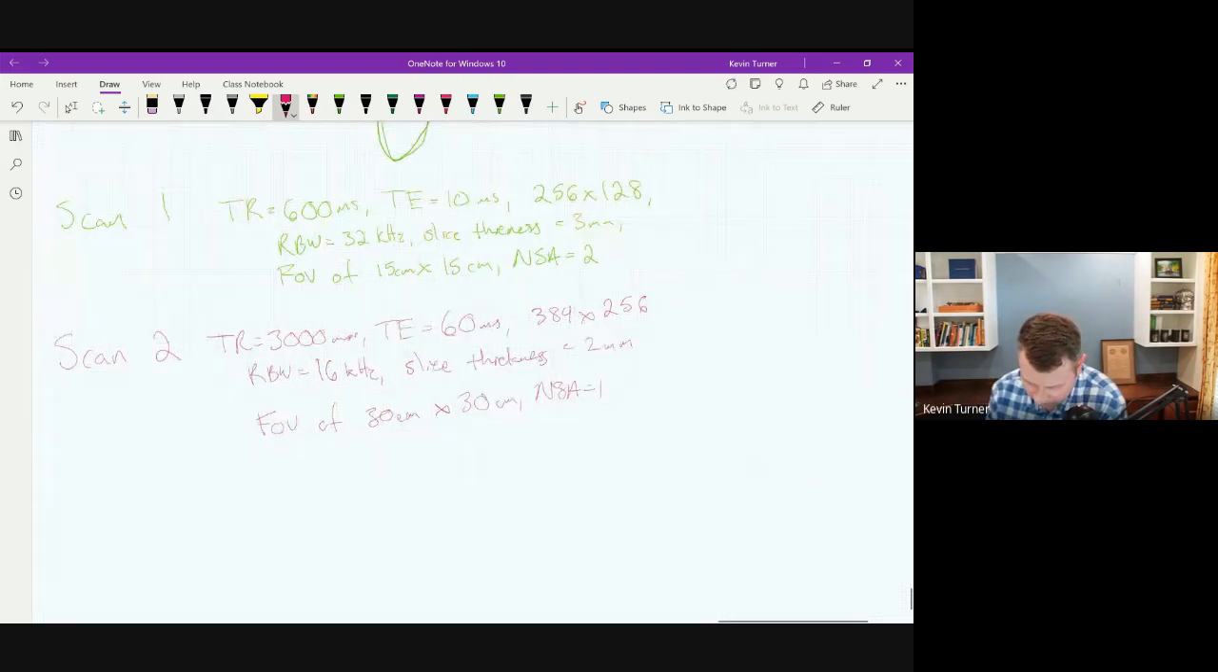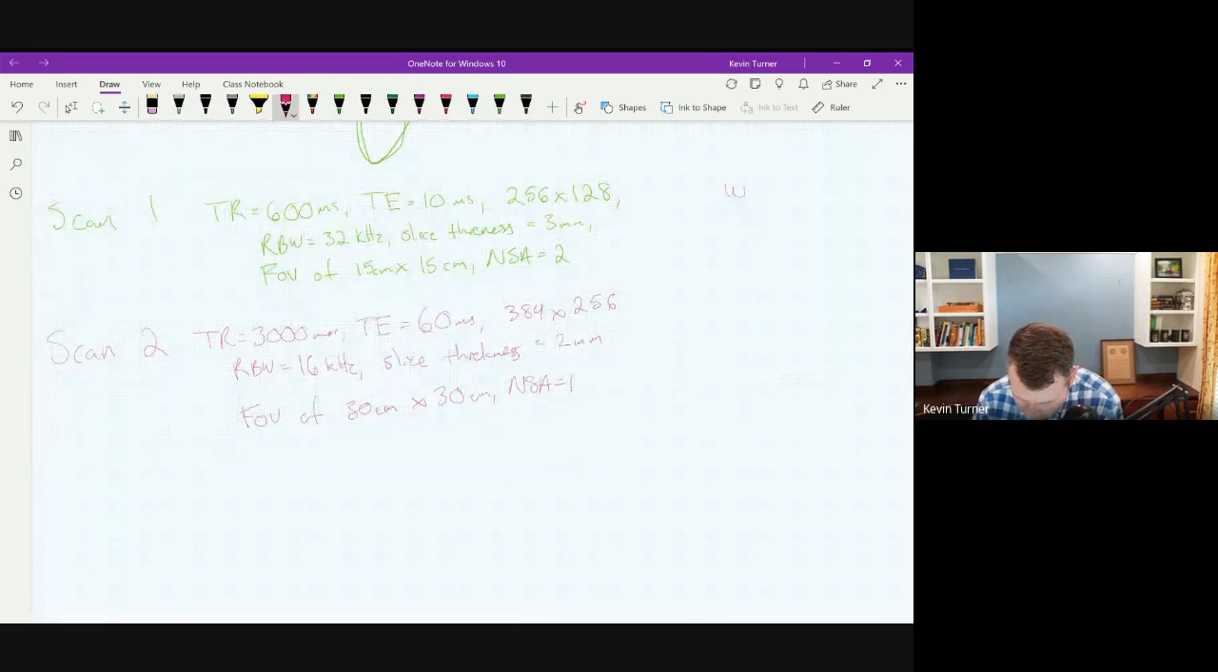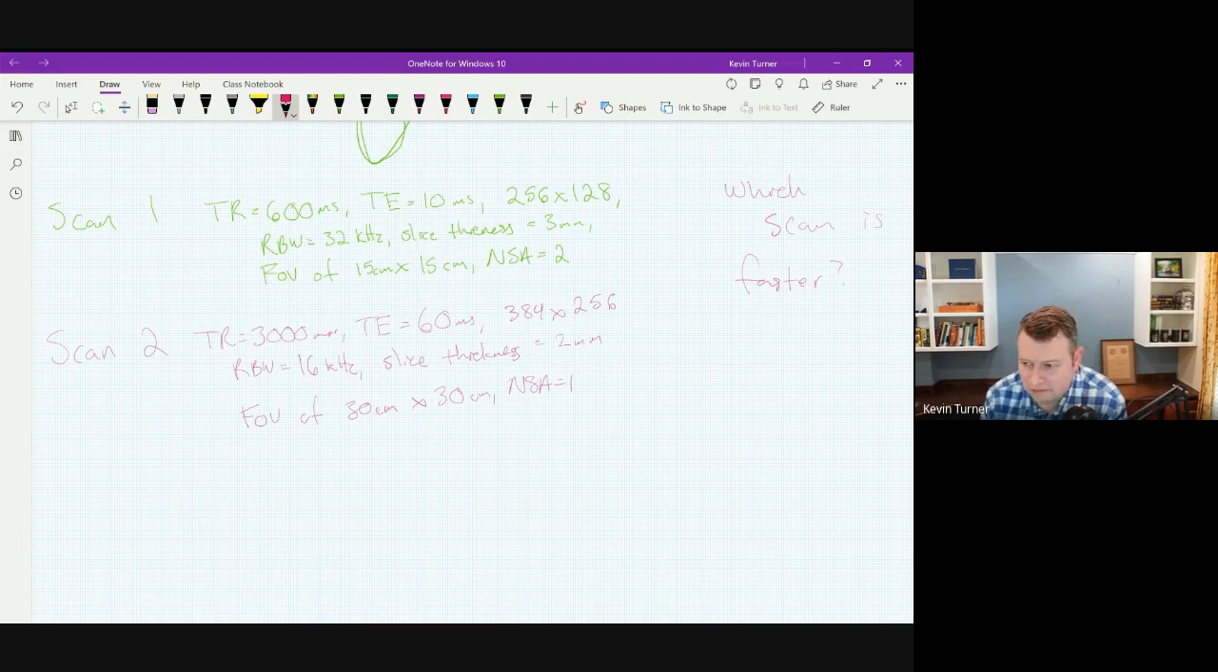And the questions will be something like this. Which scan is faster? Or it'll just have scan times listed, right? And it'll also say something like, which scan has better resolution, which is what we talked about 2 weeks ago, right?